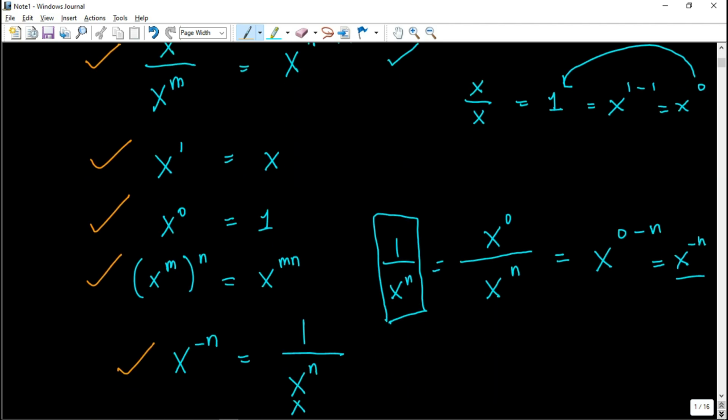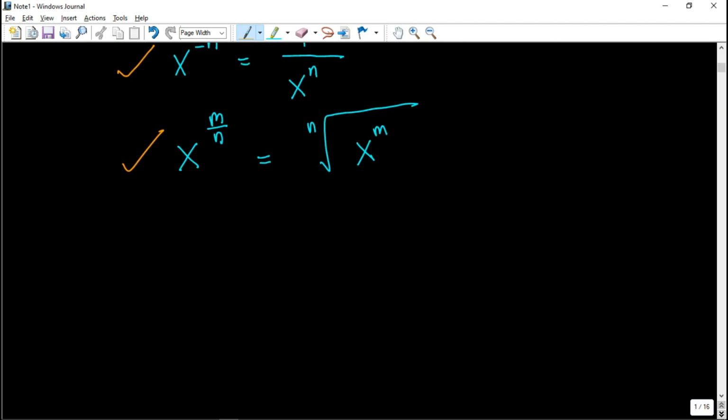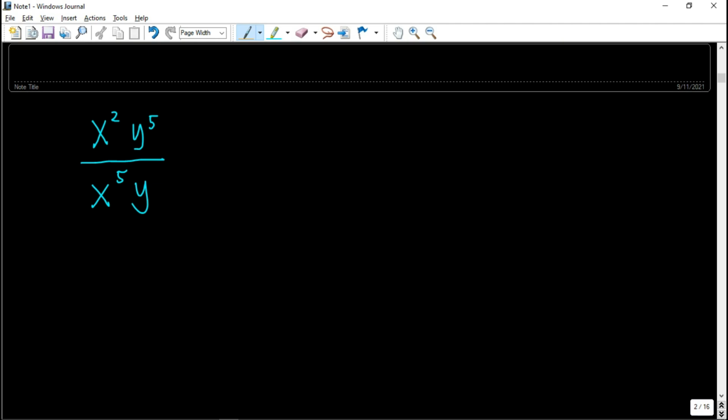Okay, so let's apply these laws by solving sample problems. Ayan. So in this problem we have, simplify natin to, x squared times y raised to 5 divided by x raised to 5 times y. Okay? So i-simplify natin siya by using the laws of exponent. Again, if you are going to evaluate this, dapat you just work on the laws of exponent kapag same yung base. Okay, we can only combine or you can actually apply the laws of exponent kapag same yung base niya.